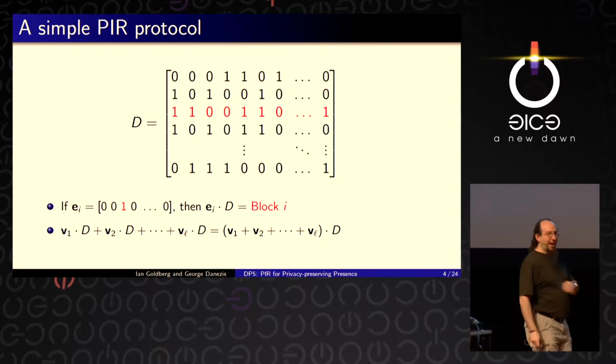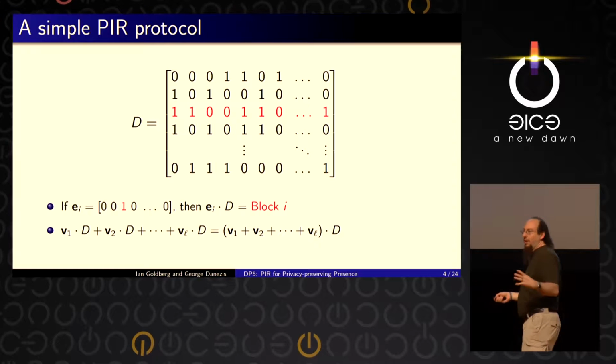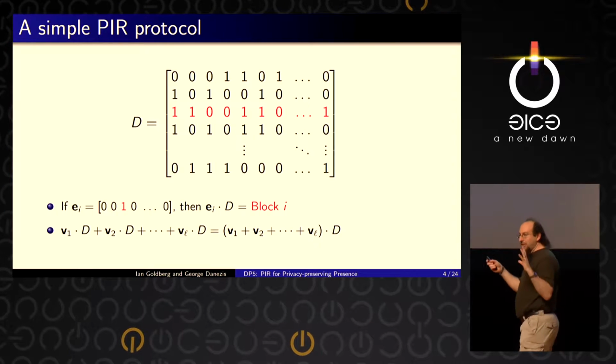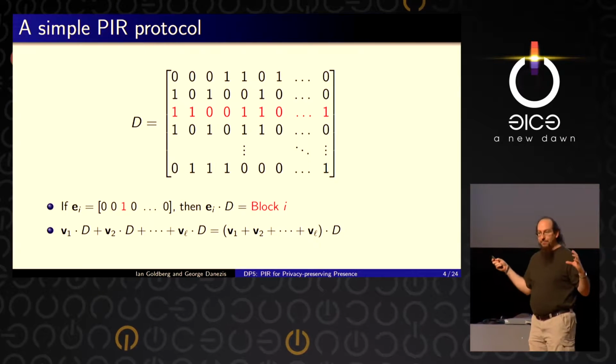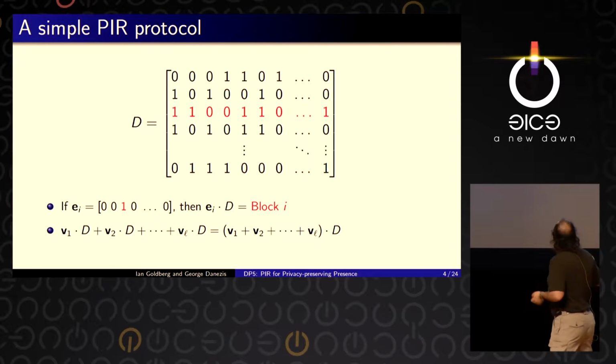Okay, so each server gets absolutely no information, and in fact, any coalition of as many servers as you want, as long as it's not all of them, has no information about I. And then what is the protocol?